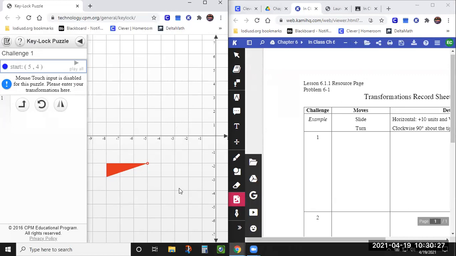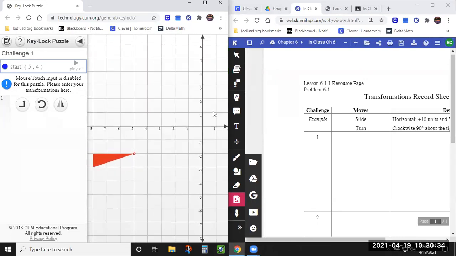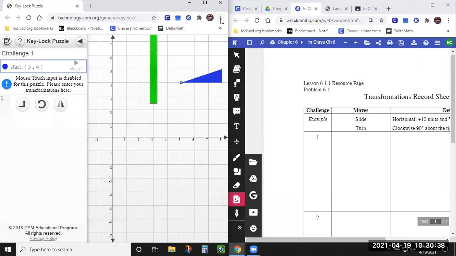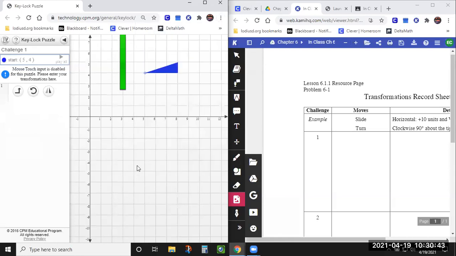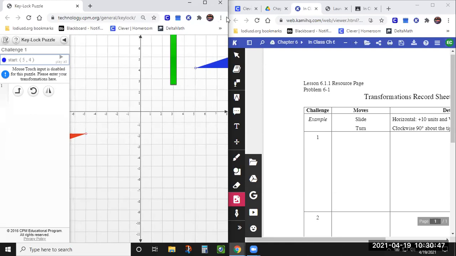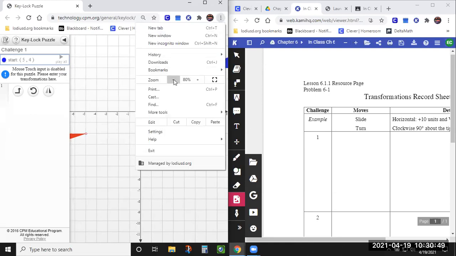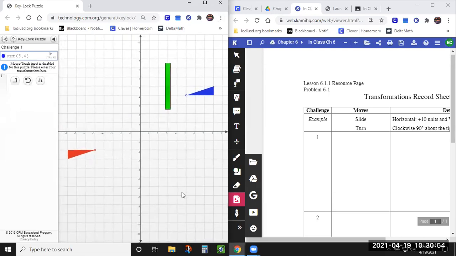Okay. Now, instead of having a key, you have a triangle. And I got to make this smaller so it will fit. So instead of a key shape, it's a triangle. All right. I know it's tiny, but I want to be able to have both on the screen. I need to move the blue triangle to the red triangle.